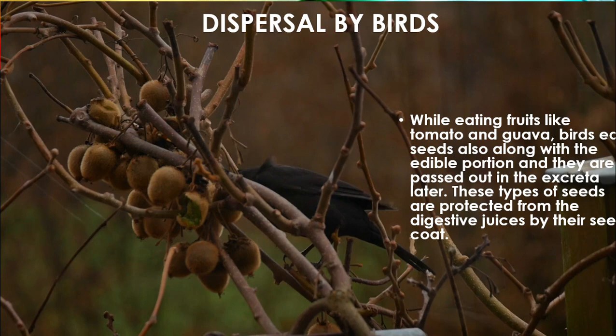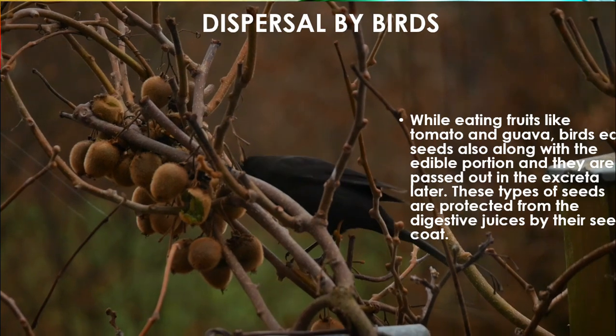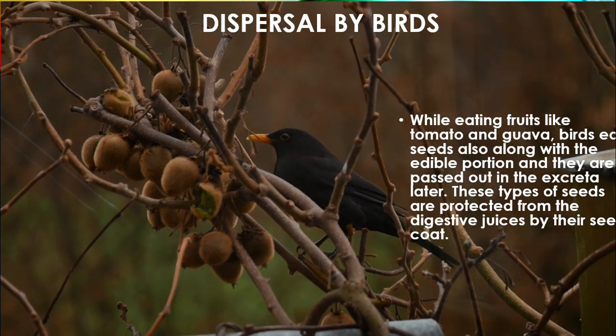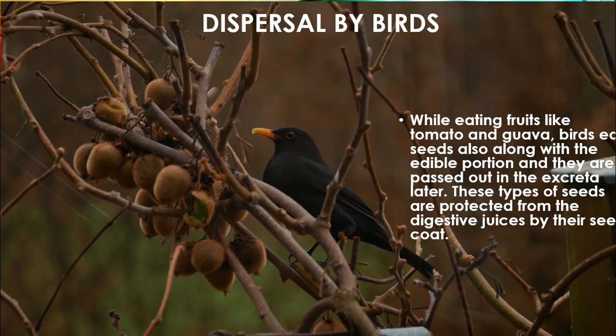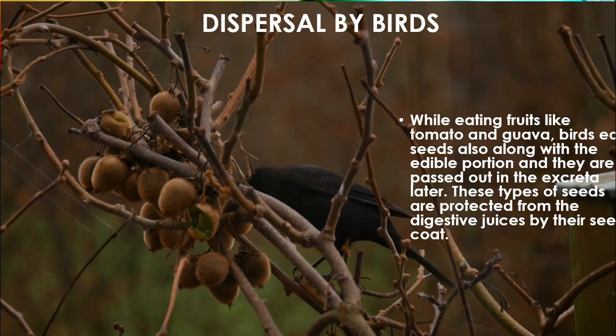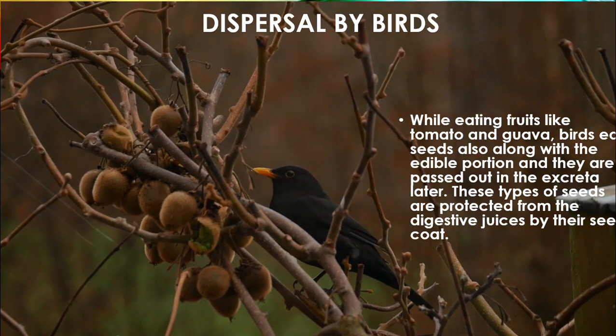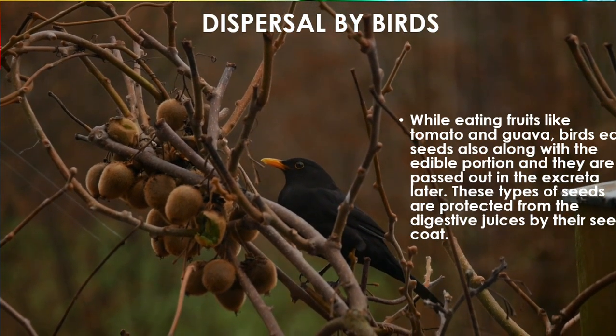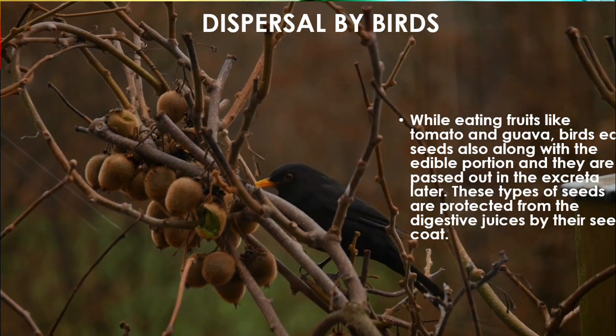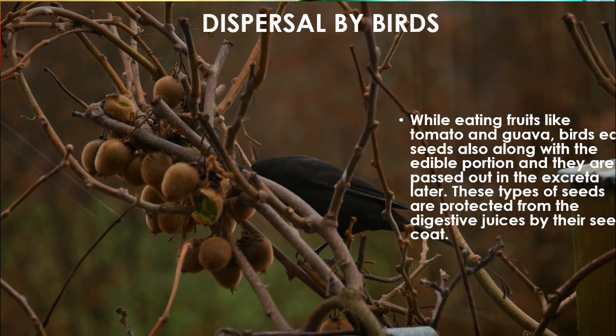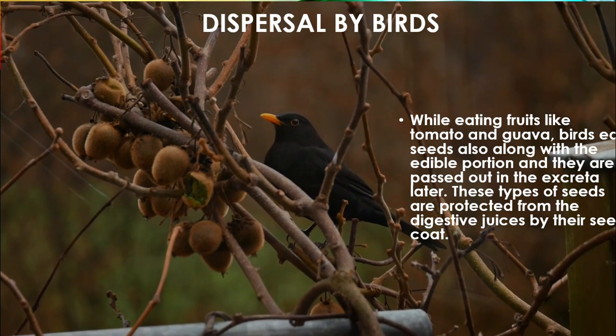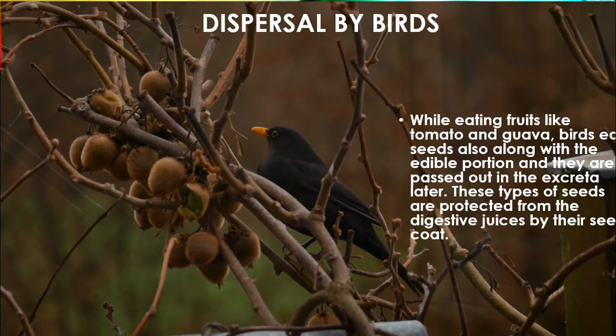Okay, students, now our third part, dispersal by animals, we are going to see an important person here. Those are birds. Children, when you see a bird, you can see it sitting and biting some of the fruits like tomatoes, guava, and the seeds are along with the edible portion. You can see some guava has small tiny seeds inside. So along with that edible portion, it eats them and excretes them later in a different area.